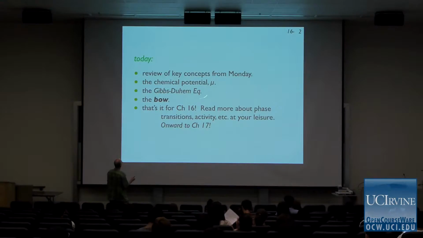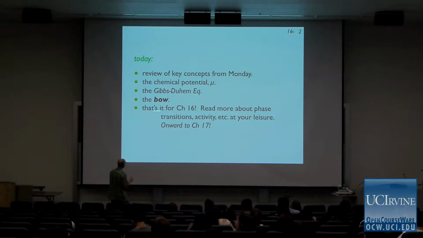And I am really not happy with how I explain this. I've been working on this for the last 2 days. I still don't like the way this is getting explained. You're the victims. We're going to talk about the Gibbs-Duhem equation. We're going to explain the bow. I'll show you what I mean by that in a minute.